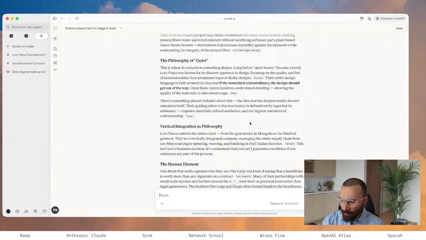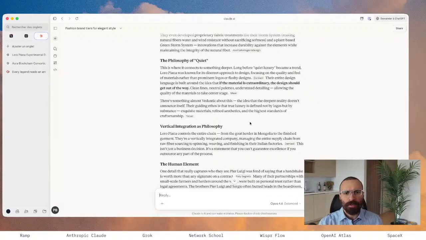This is just like the iPhones of today. It's like, if the internet is truly extraordinary, a place for people to connect with other people, then the design should get out of the way. So all we have is a glass slab, a slab of glass. If the internet is truly extraordinary, if apps are truly extraordinary, the design of the phone should get out of the way. Clean lines, neutral palettes, understated detailing, allowing the quality of the material to take center stage.